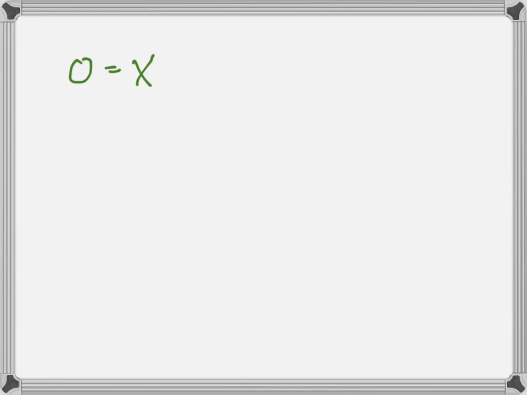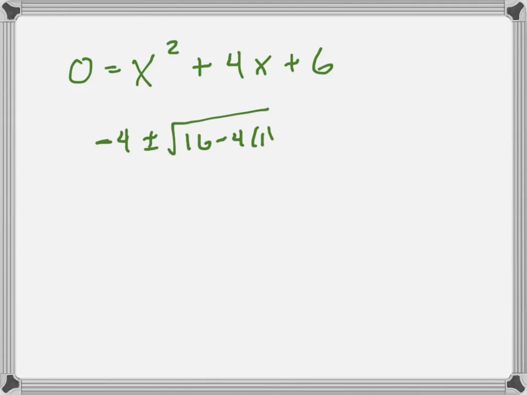0 equals x squared plus 4x plus 6, let's say. Notice this again doesn't factor, so let's use the quadratic formula. When I find my solutions, negative b plus or minus the square root of b squared minus 4ac, all over 2a, notice what I'm going to get.